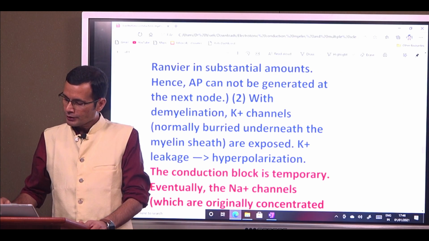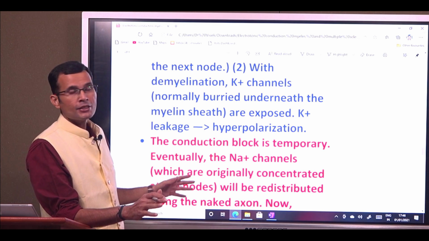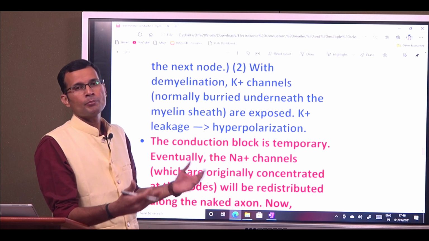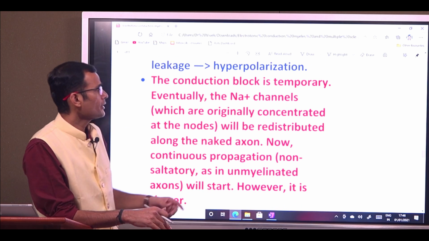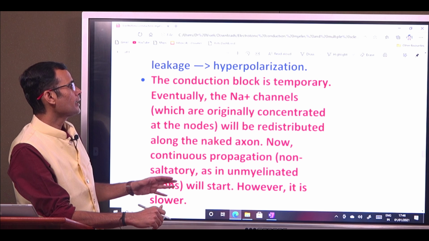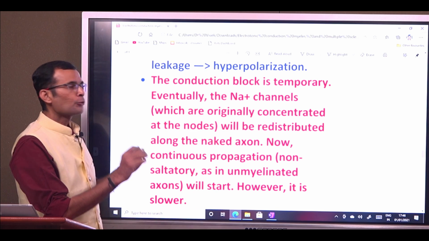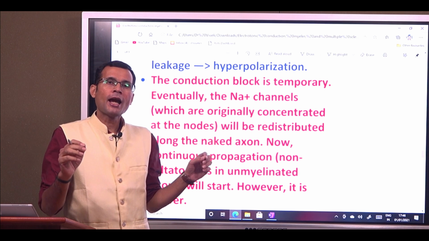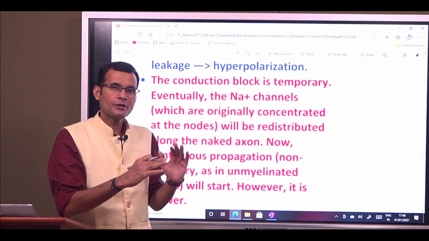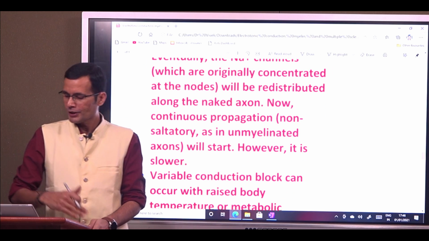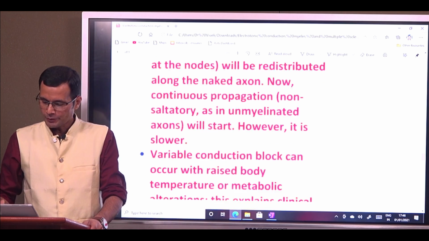Therefore naturally there will be hyperpolarization. Potassium leakage results in hyperpolarization, and the membrane fails to excite. And as I mentioned, the conduction block is temporary. Eventually the sodium channels will be redistributed, as we saw in the previous diagram, and they will be like an unmyelinated nerve fiber. So propagation can start again like in the unmyelinated nerve fiber. It will be slower.